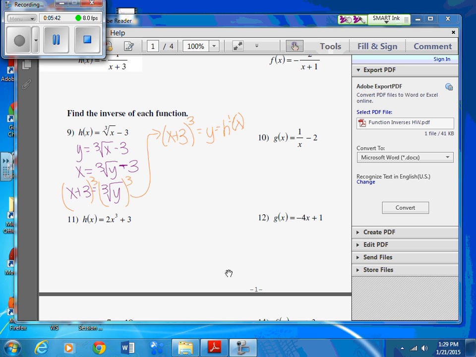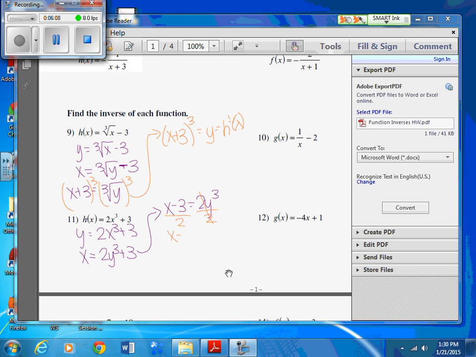Okay? And we will do the same thing for 11. I have y is equal to 2x cubed plus 3. I need to switch my x and y. I need to subtract 3 first. And before you deal with the cube, you need to get rid of the 2. So we'll divide both sides by 2.